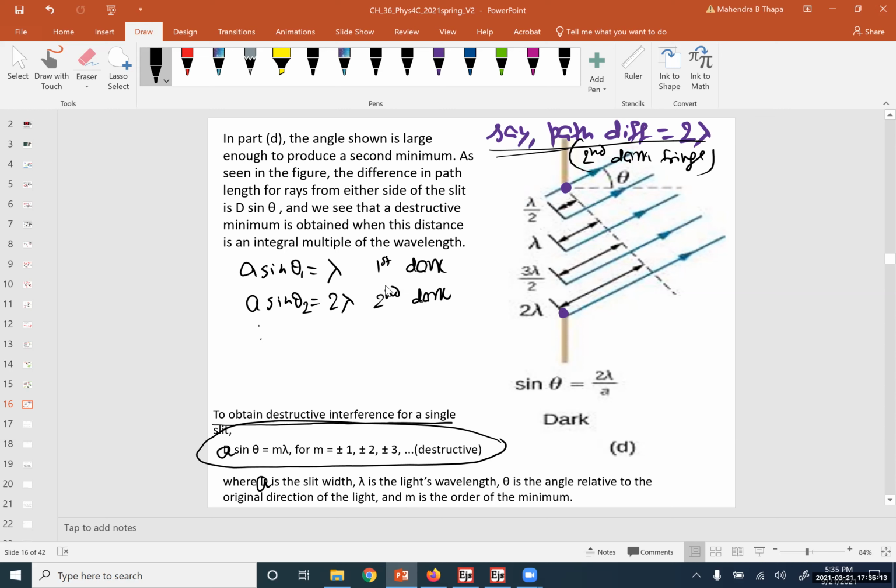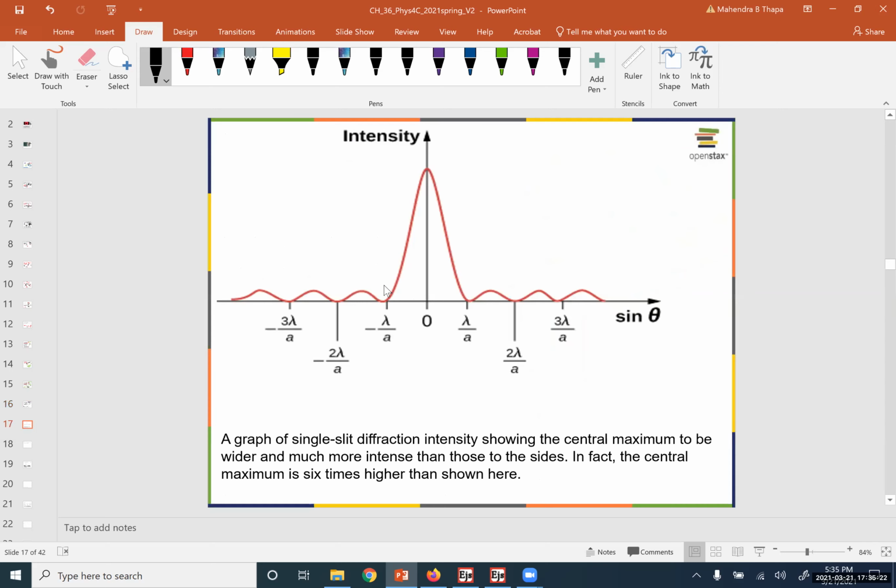So this explains all about the diffraction of light. If we keep going like this, we see that this is the central bright, this is the first bright. This is the first dark, this is the second dark. Again, if you go to the other side, this will be the first dark.